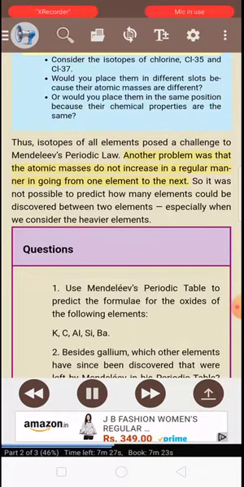Another problem was that the atomic masses did not increase in a regular manner in going from one element to the next. So it was not possible to predict how many elements could be discovered between two elements, especially when we consider the heavier elements.